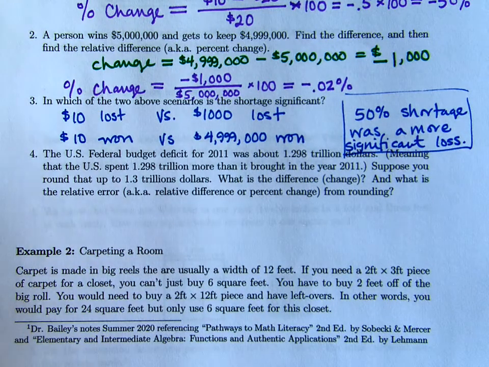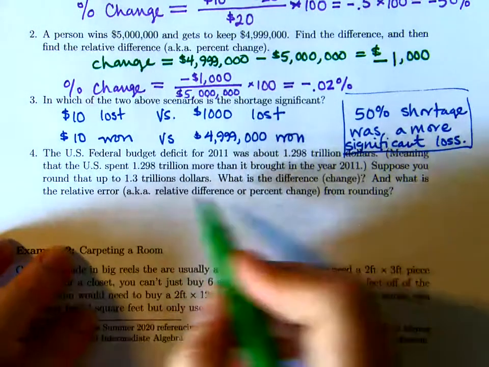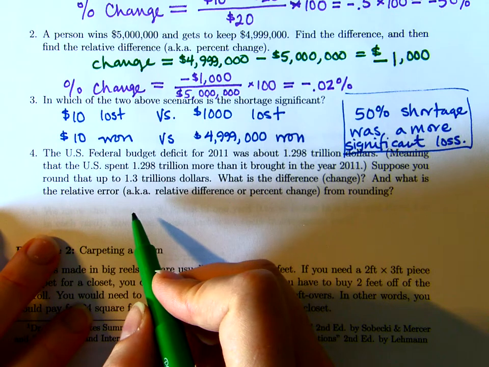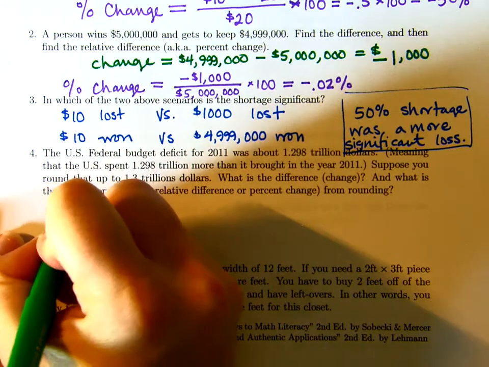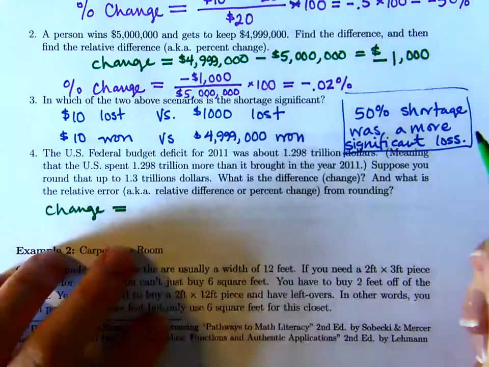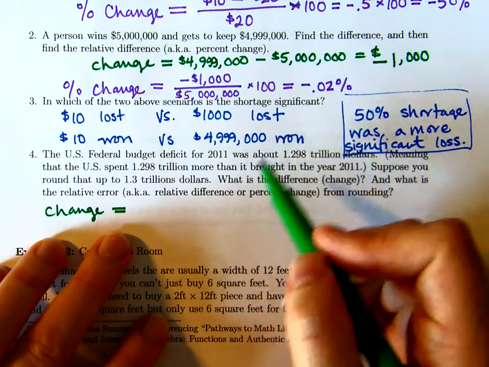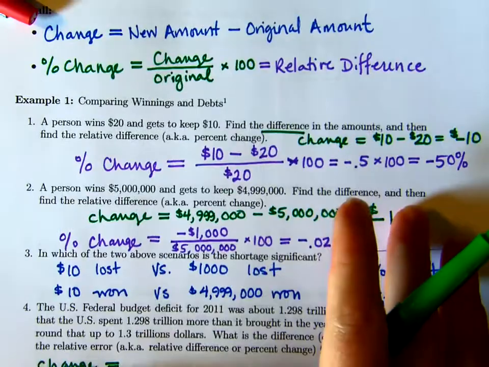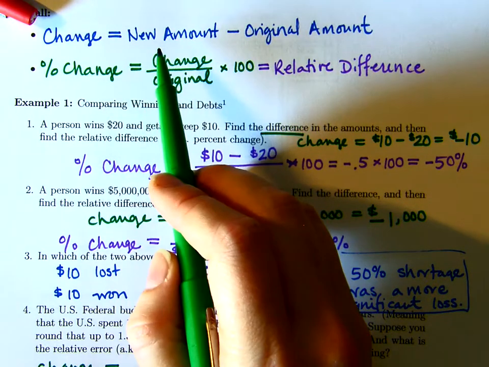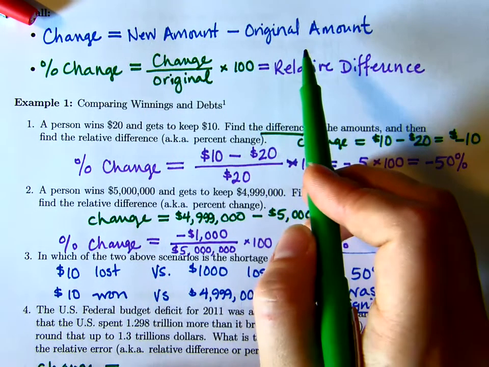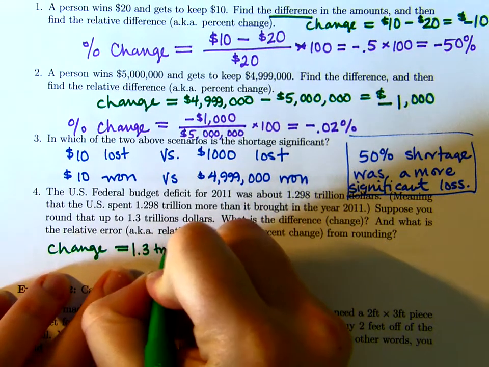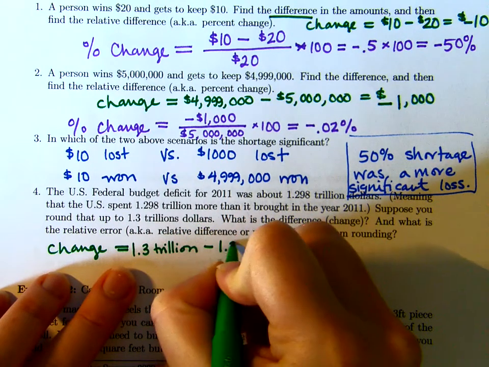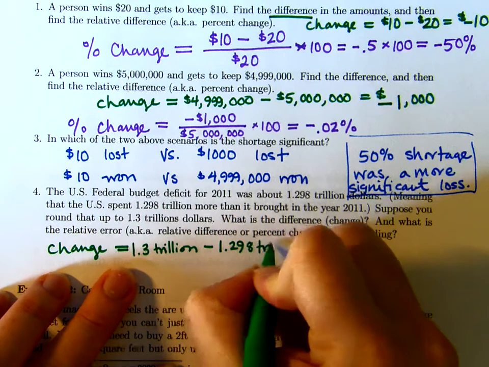All right, let's compute. Let's go green style, why not? Or we could go red for deficit, but whatever. So first, let's just find the actual difference, the change. The new amount is 1.3 because that's what we rounded it to. The original amount was 1.298. So 1.3 trillion minus 1.298 trillion.